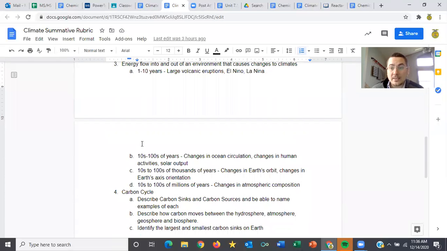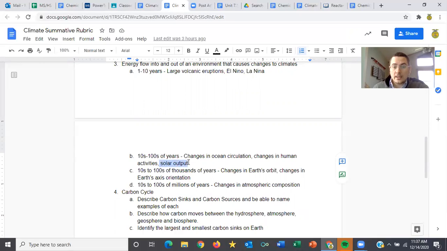Things that take longer, that cause longer-term climate change that would last for tens of years or hundreds of years, are things like changes in ocean circulation or changes in human activities. We talk a lot about burning carbon or greenhouse gases. The other thing that could also affect that is if we shut those things down and make the changes that a lot of companies around the world are making, and we reduce the burning of greenhouse gases, that will also affect the climate over tens to hundreds of years.